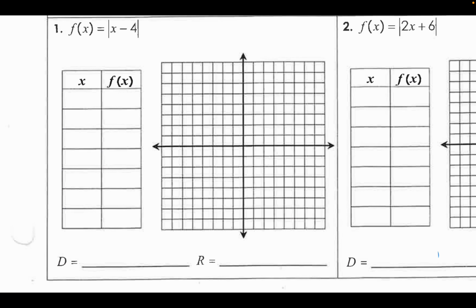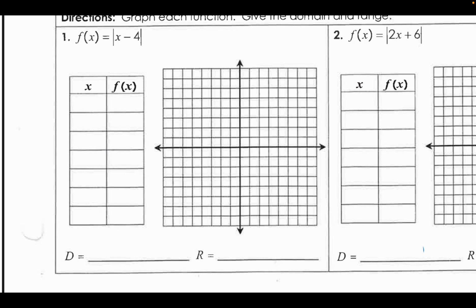So the absolute value of x minus 4. So in order to find the x value of the vertex, I set the inside of the absolute value bars equal to 0. I add 4 to both sides, and I get x equals 4. So I'm going to place that in the middle one. And then above that, I'm going to put decreasing numbers. And below that, I'm going to put increasing numbers.